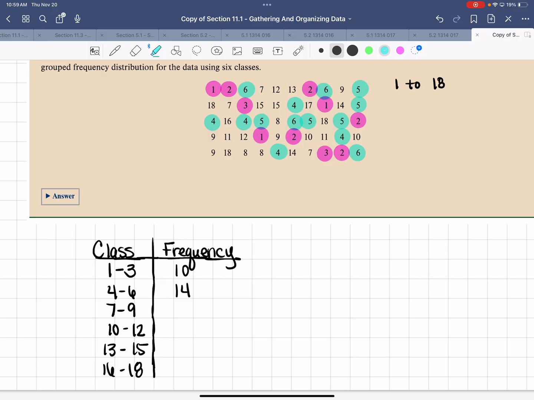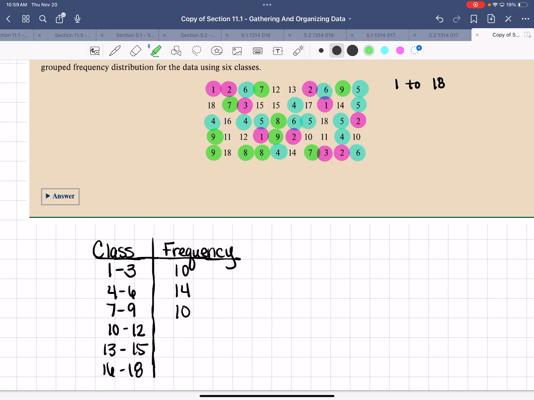Okay, let's do 7 to 9 hours. 7 and 9, 7, 8, 9, 9, 9, 8, 8, 7, 1, 2, 3, 4, 5, 6, 7, 8, 9, 10. Yep, we should be getting 10.